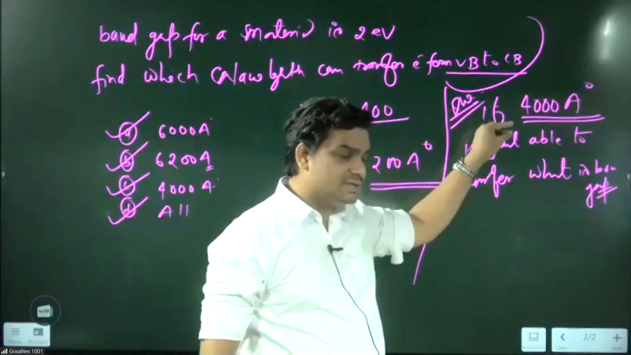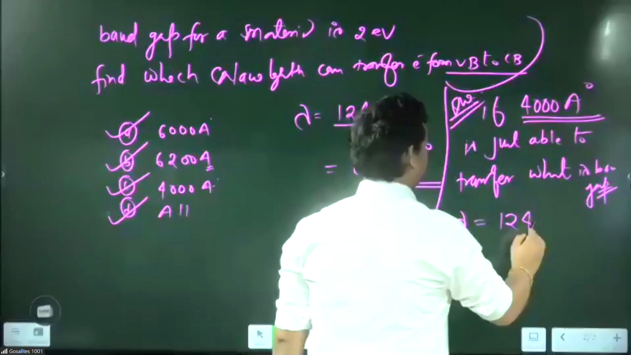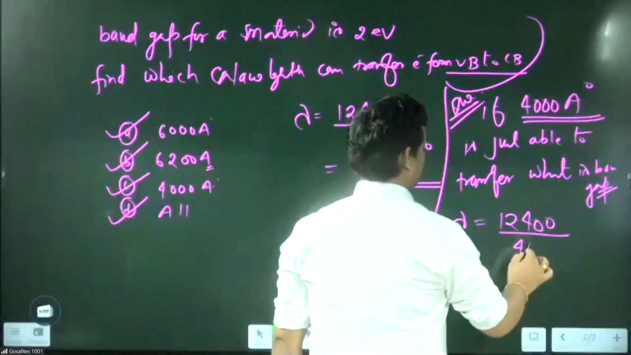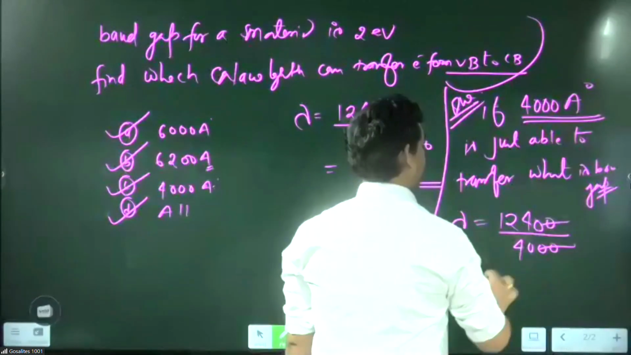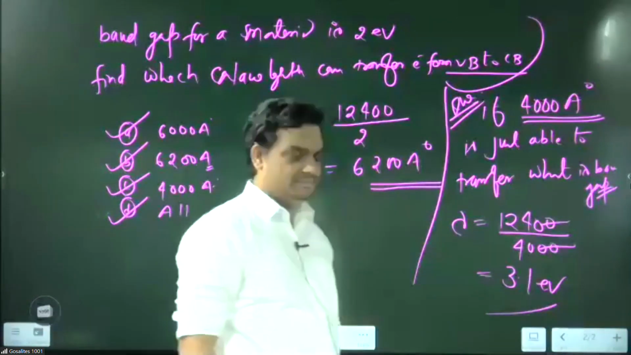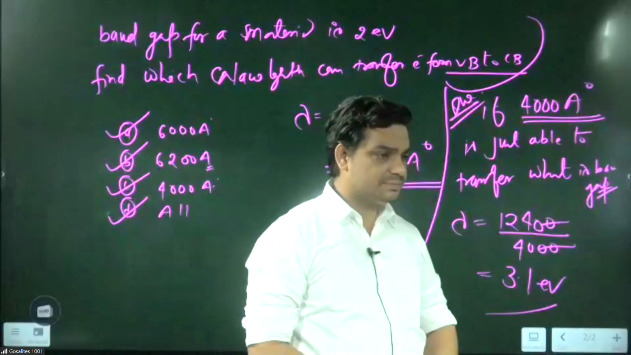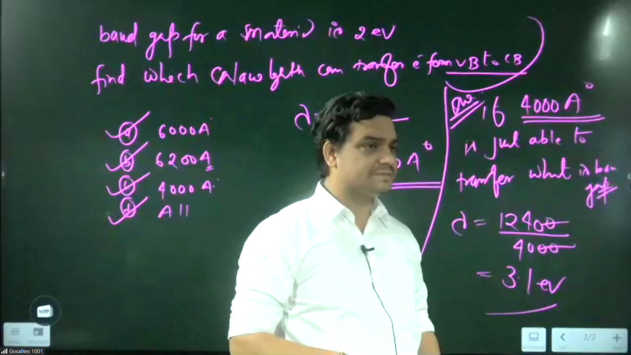Okay, 4000 is just able to transfer, so we can say lambda will be equal to how much? 12400 divided by 4000. So you can find the band gap from here, it will be 3.1 electron volt. Okay, these are the questions related to band gap. I hope this is clear. Can we go for next?